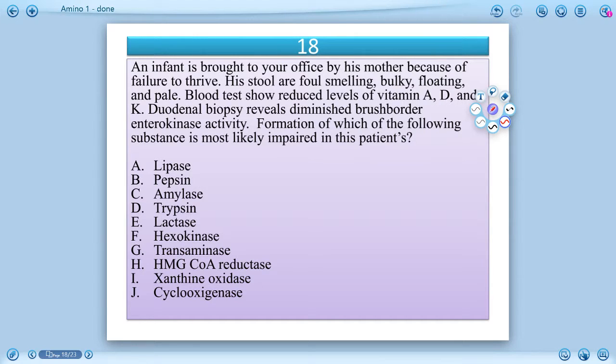So what is your diagnosis? The person has pancreatic insufficiency. This is a case of cystic fibrosis. In cystic fibrosis, the pancreatic ducts are blocked. If the pancreatic duct is blocked, what happens to pancreatic enzymes? They're not secreted into the duodenum.